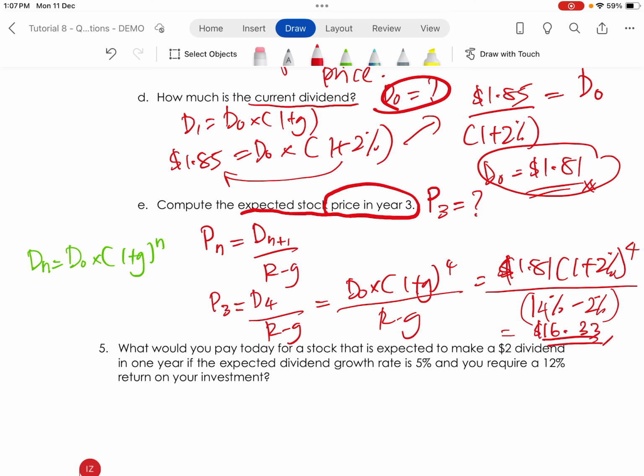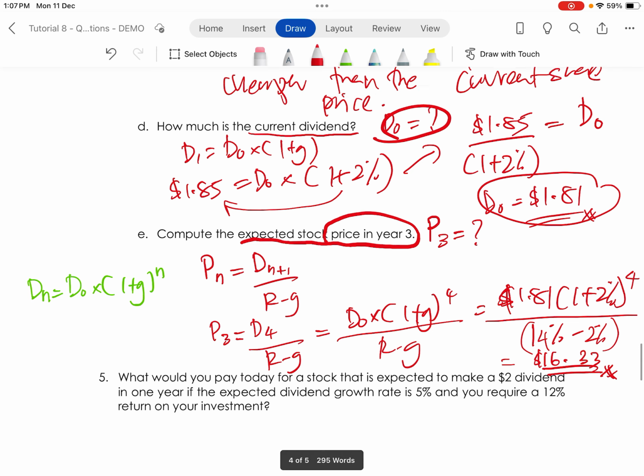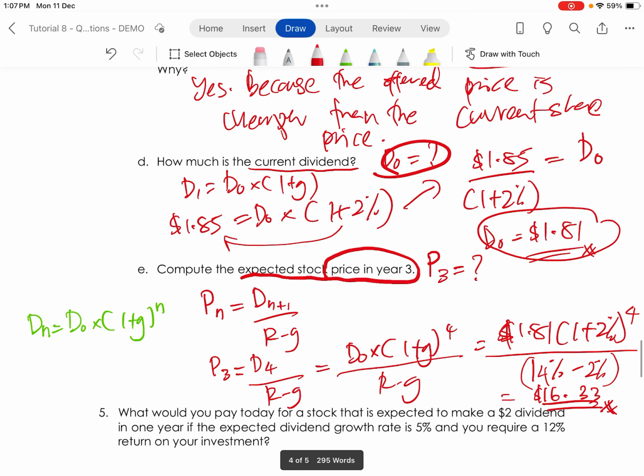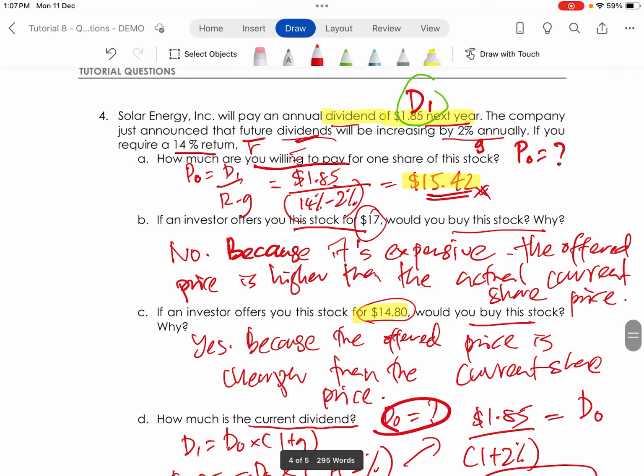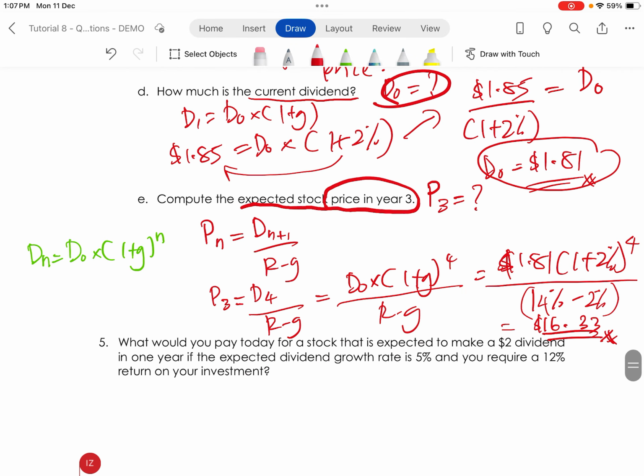You will get 16.33. Hold on, I recalculate again. D0 is 1.81, and the r is 14%, g is 2%. Correct: 1.81 multiplied by 1.02 to the power of 4, divided by 14% minus 0.02, gives 16.33. So that is the expected share price, P3.